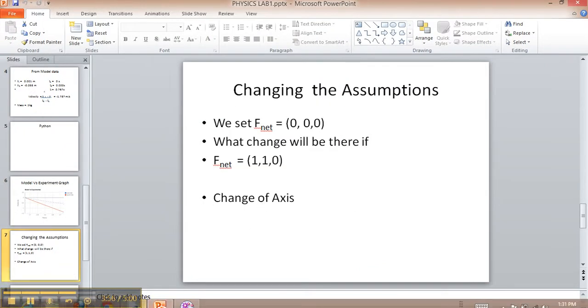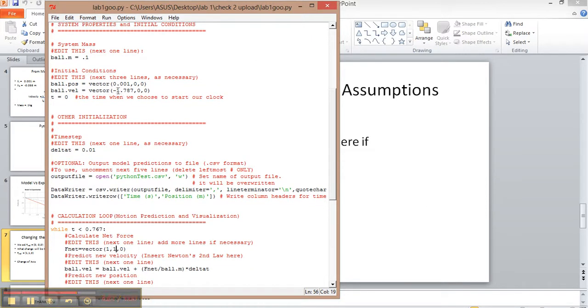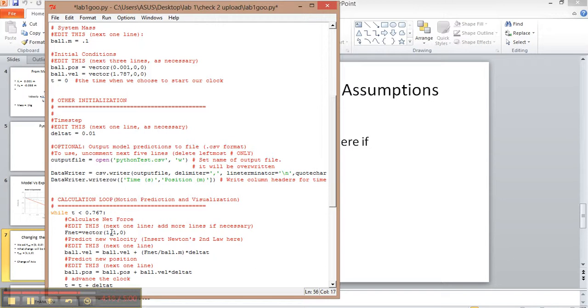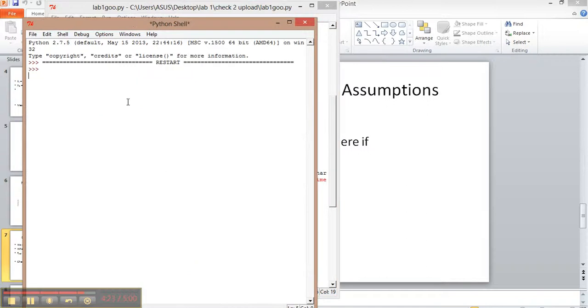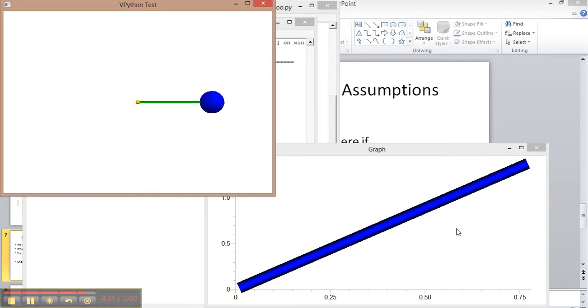Initially we set the axis in the negative x direction. Now we are going to change that to the positive x direction. So as you can see, I have changed the negative sign there. Now I set the force also to 0, 0. Now when I run the module, you can see it should move in the opposite direction, in the positive x direction, and the graph remains the same.